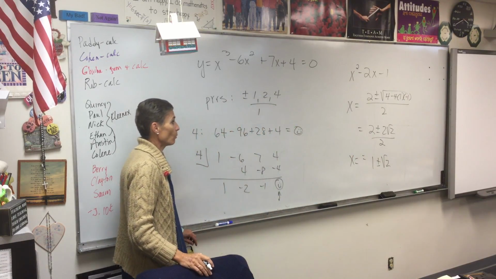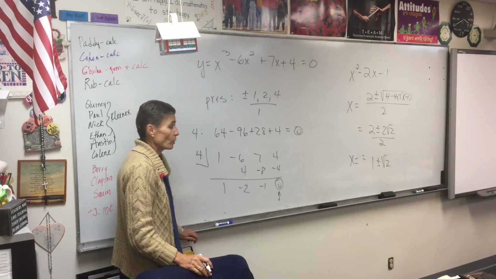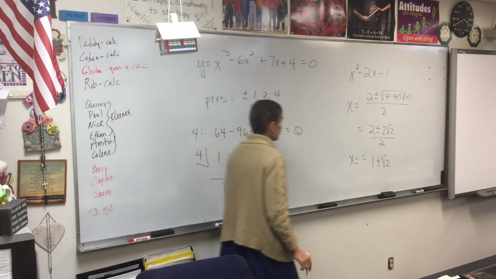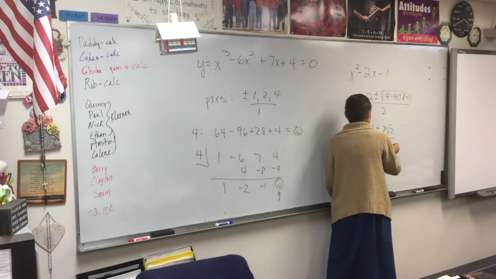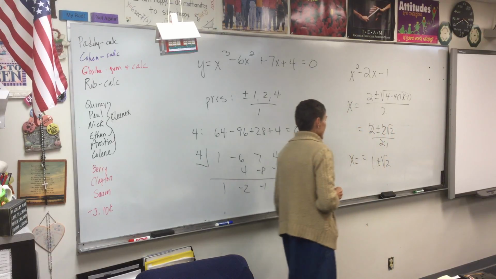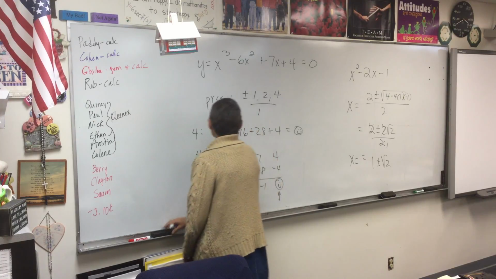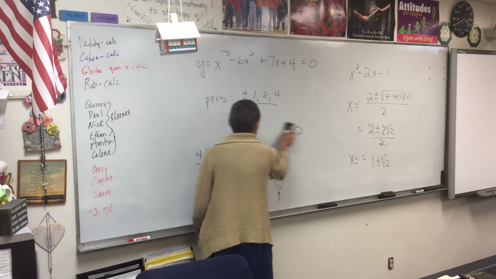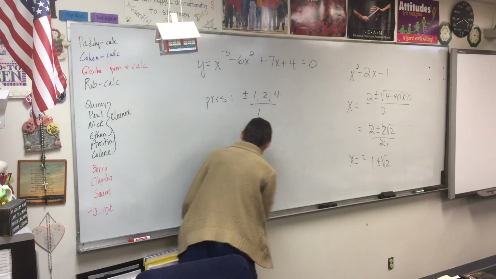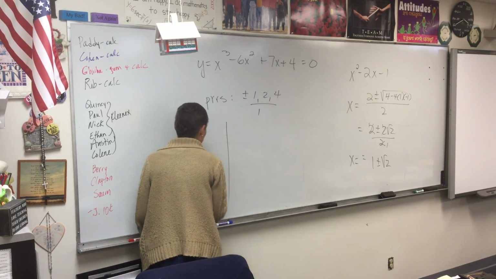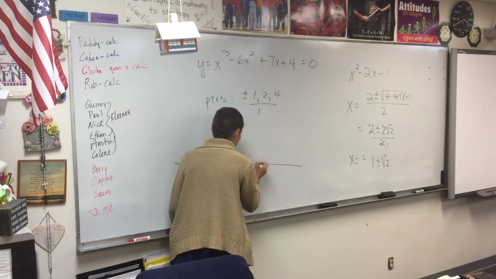These did not come out with i's. I got the square root of 8, which is 2 root 2. So I cancel out my 2's here. And I came up with 1 plus or minus root 2. So in terms of graphing, where are my zeros? Well, the first one's at 4.